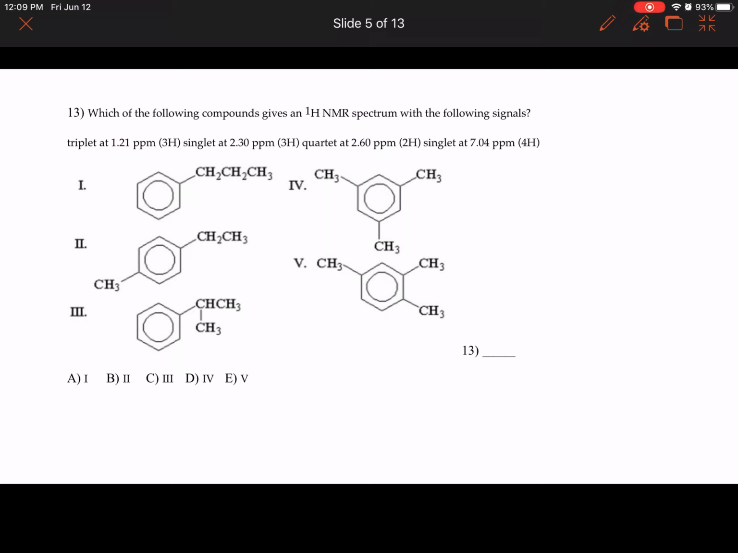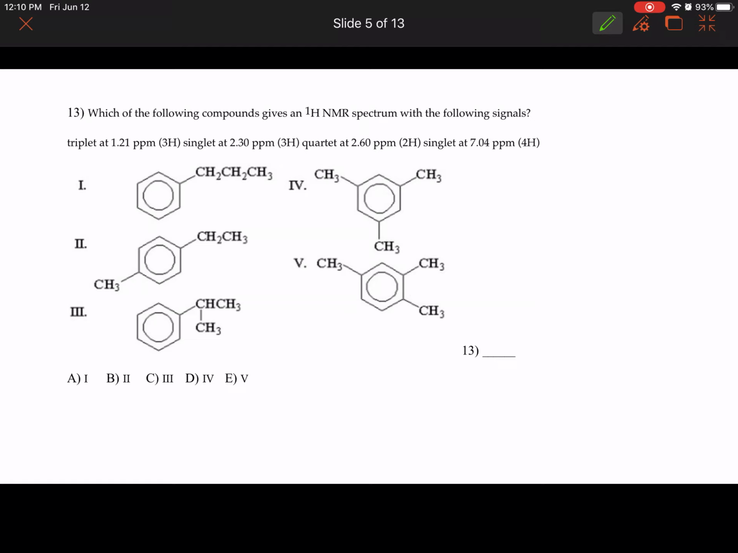Okay, so the next one, which of the following gives a proton NMR spectrum with the following signals? You have a triplet at 1.21, a 3 hydrogen singlet at 2.30, a quartet at 2.60 ppm, and then a singlet at 7.04 ppm, 4 hydrogens.